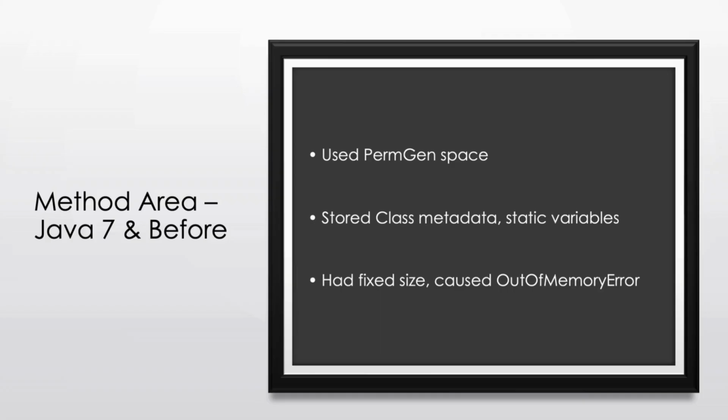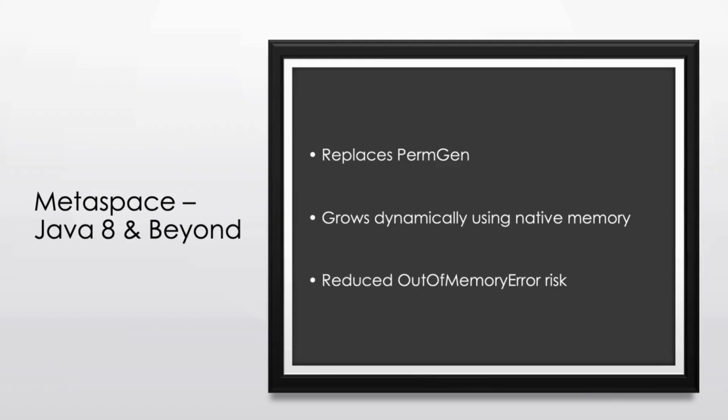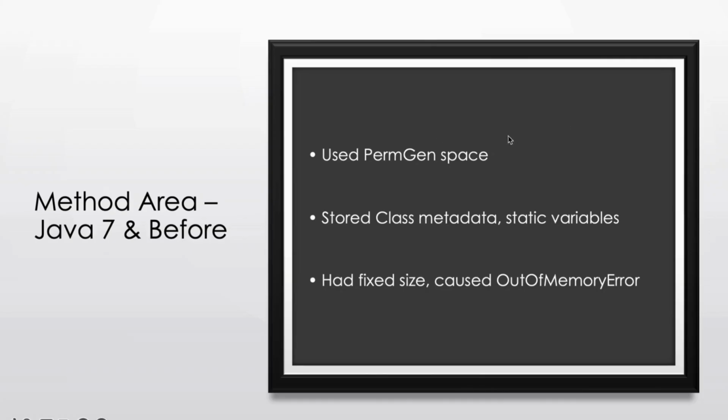Many of you, if you have ever worked on Java 7 or an older version, have noticed and faced this issue of out of memory many times. This was due to permgen. And then we have the metaspace. So before Java 8 we had the permgen.